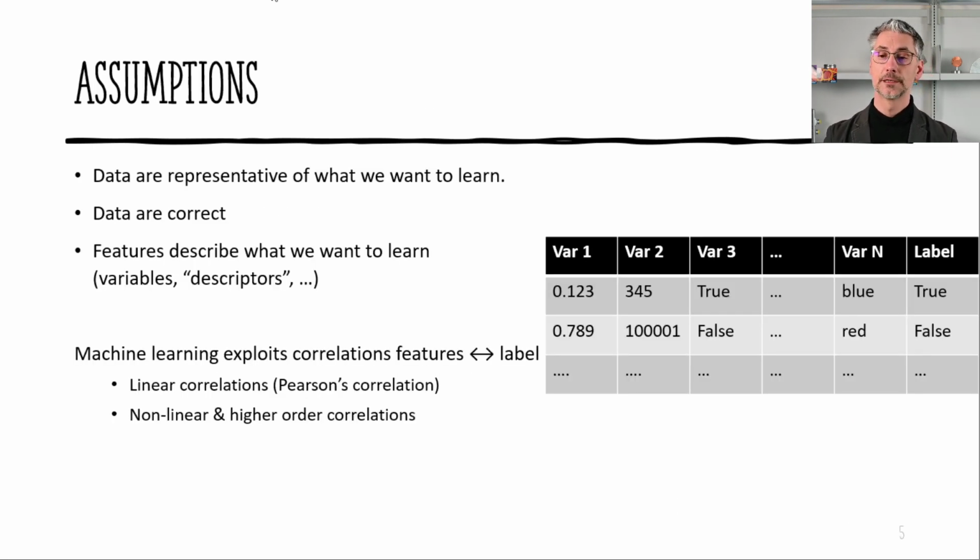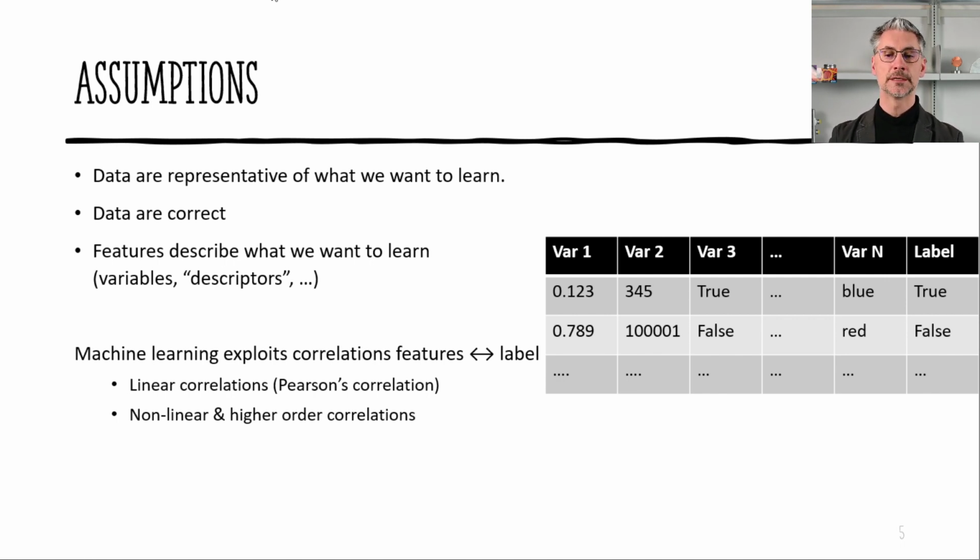But the underlying assumption of all of this is that the data are representative of what we want to learn. Now let's stop here for a second and think about what this actually means. We assume that the data are correct when we give it to the machine learning algorithm, because we assume that the machine learning algorithm can extract an implicit model from this data. So if the data are not correct, this model will be wrong. And we also need relevant features that describe what we want to learn.